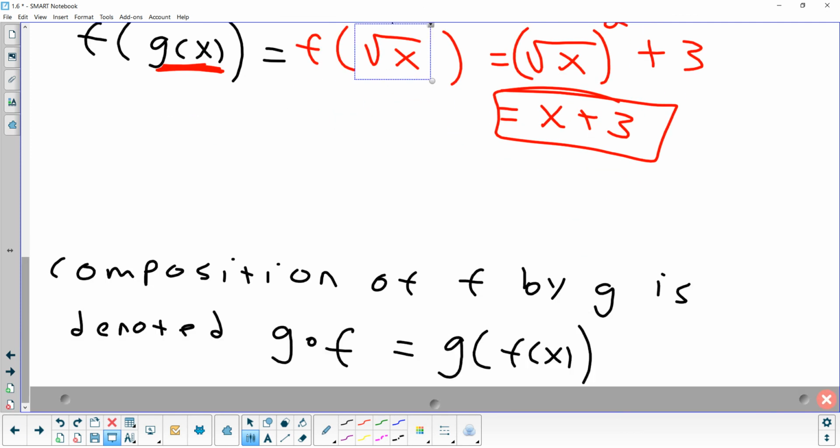This is more of a notation thing. I won't use this notation, but if you see a g, a circle, and then an f, it means that. This is the notation that I always use. Just in case you see a problem in the book that says find this, it means that.